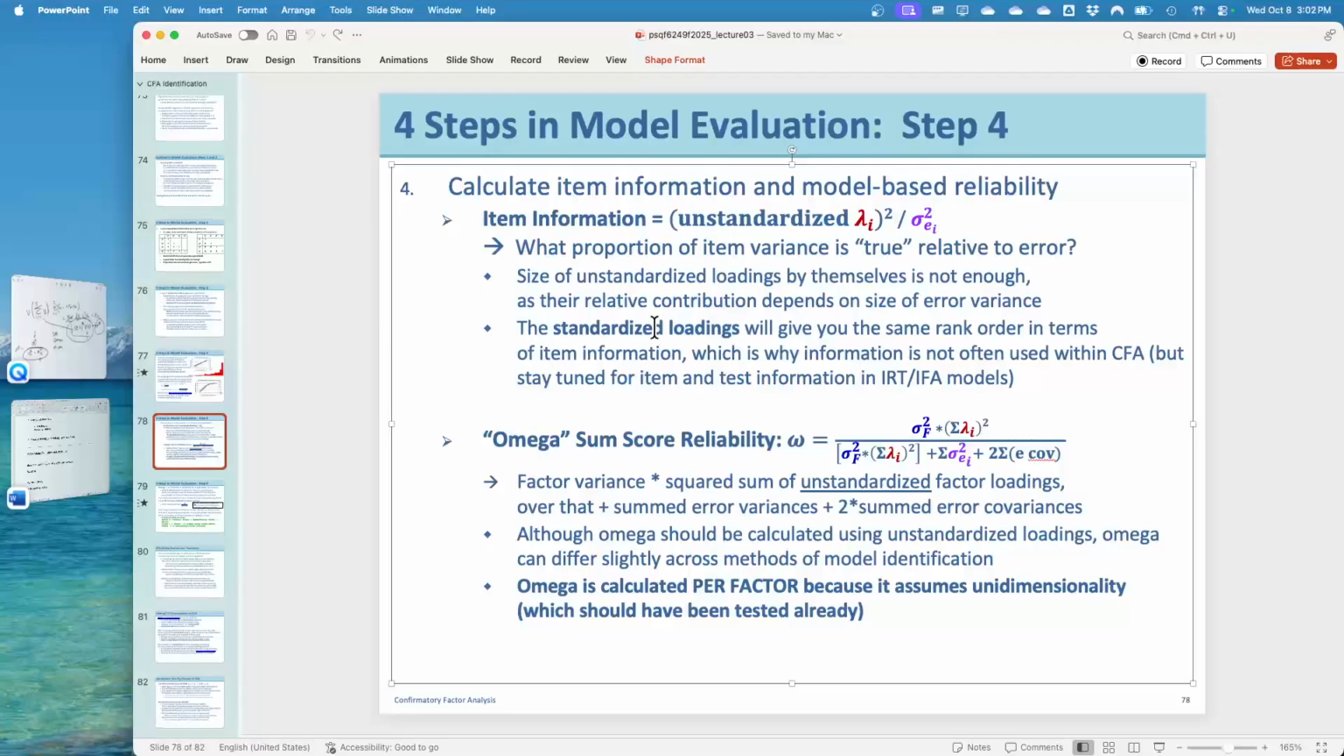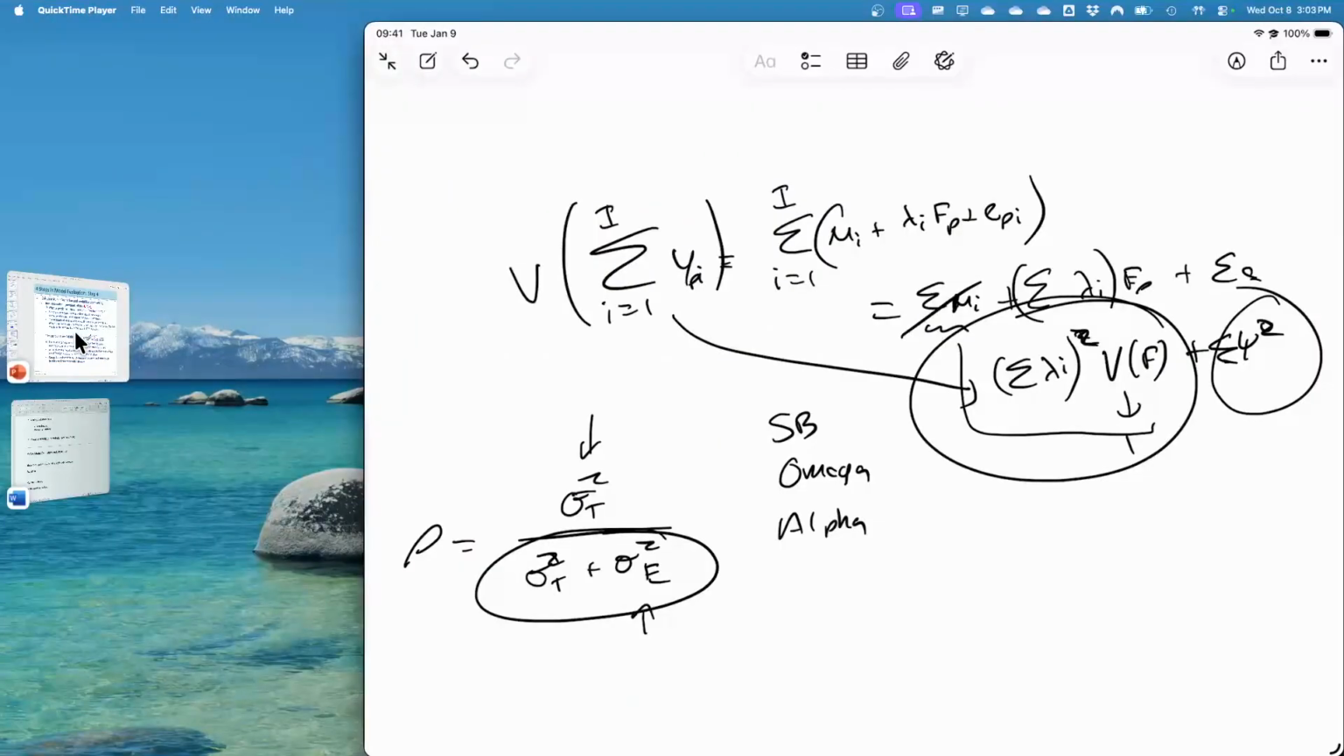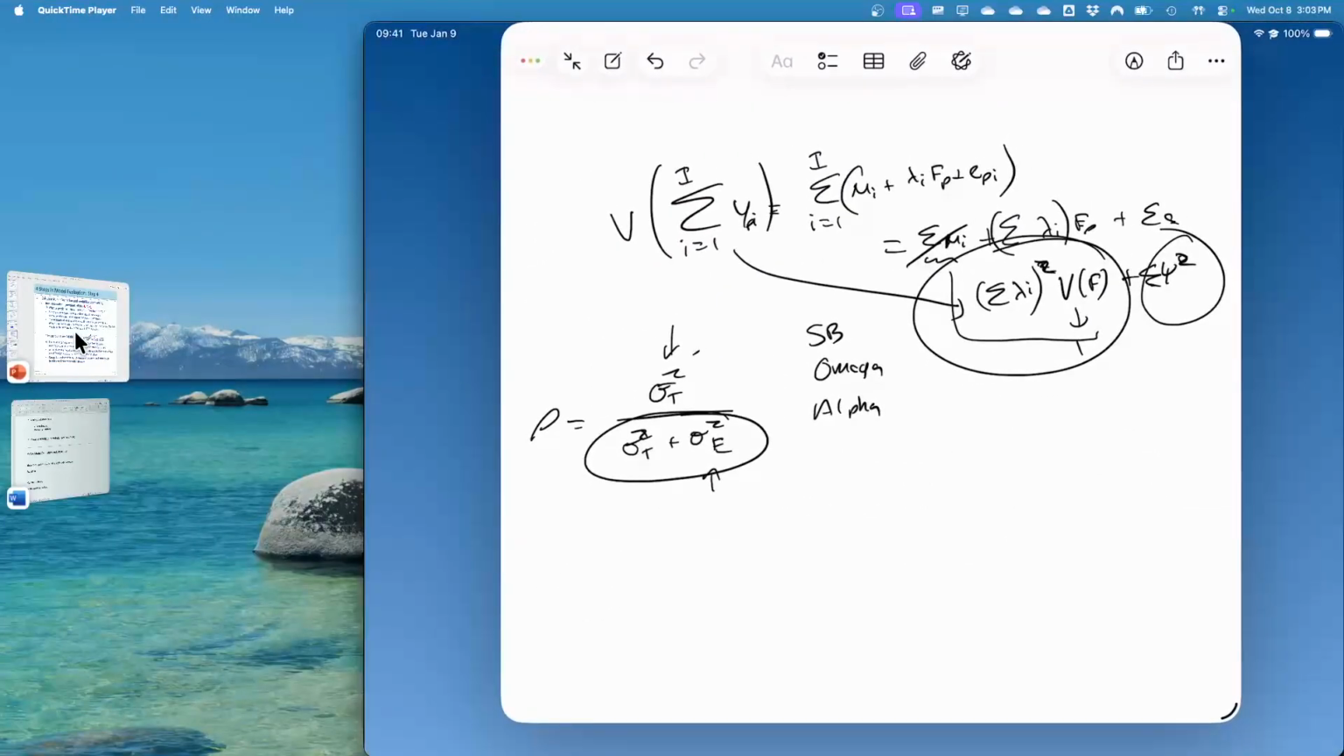Some ways we can calculate it from output, but if we go back to our definition of reliability, again, reliability is variance of true score over variance of error. What we know is the variance of true score. This right here is the variance of your factor, or I guess in Lisa's notation, sigma squared f. And we set that as a marker term. The variance of error, we can calculate.